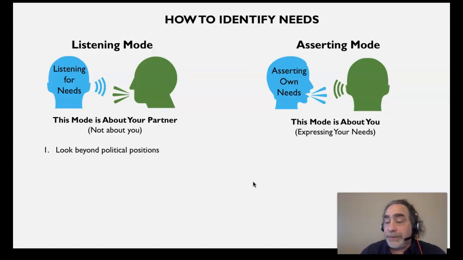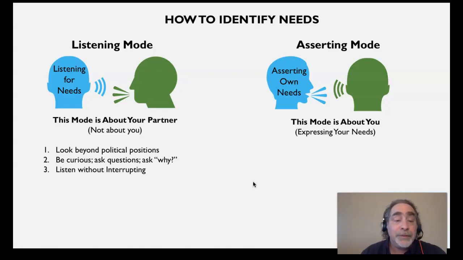So, how do you do this? When you're in listening mode, you look beyond the political positions, even if the other person states them. You're curious about those positions when they do. You ask why. Why do you believe that? Why do you say that? What problem are you trying to solve? And when you do that, that's how you get at the other person's needs and problems and interests.